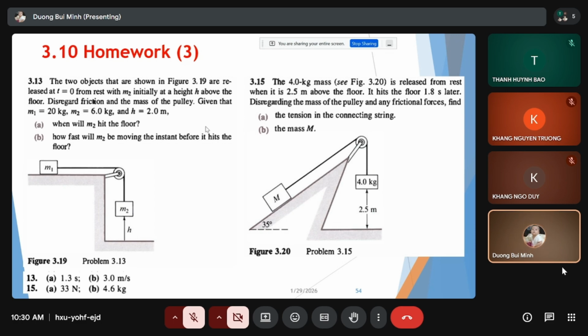Wait, tension force. Oh, these questions don't ask us to draw the force diagram. That's okay. But here, if you draw the force diagram, we should have tension force, right? Do you read me? And here you get B2, how many? 6 times G. That's all.